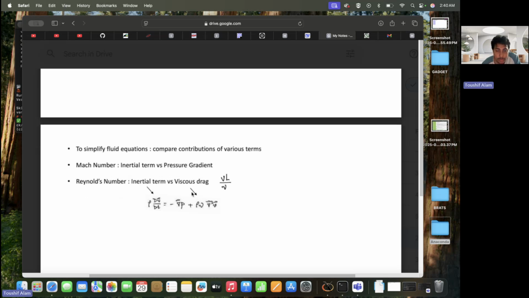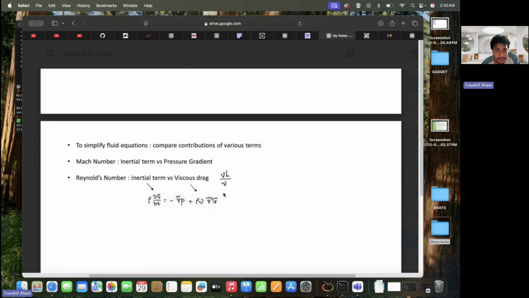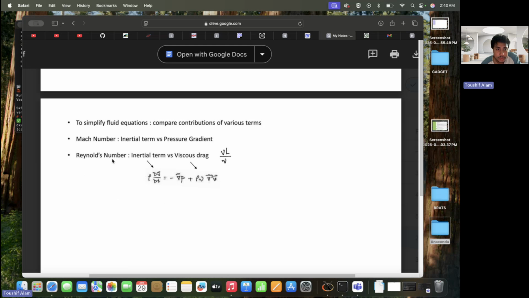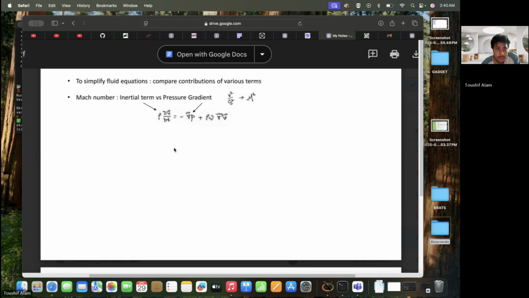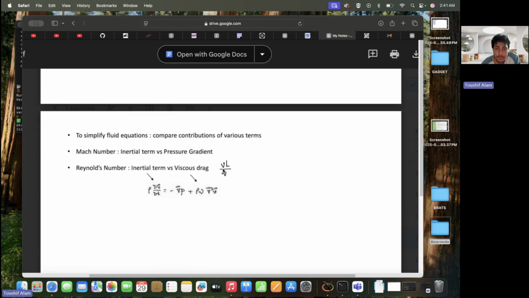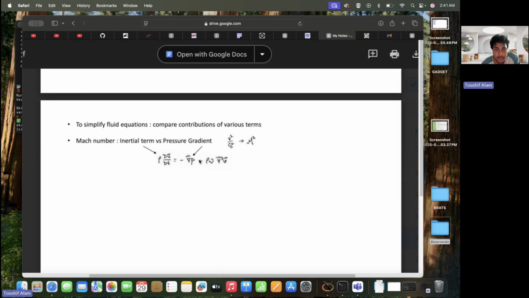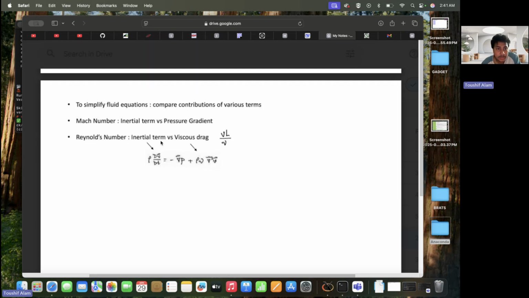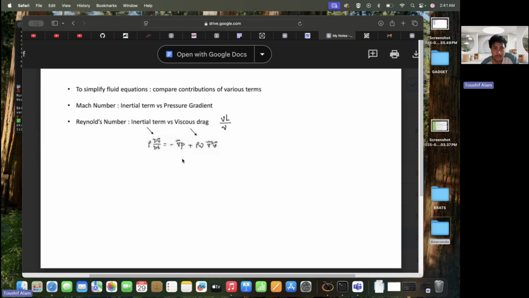So we know the viscosity term is VL by nu. So we can then denote this term as the Reynolds number. The Reynolds number is defined by VL by nu. The inertial term is versus the viscous drag. This is the viscous drag, this is the pressure gradient, and this is defined as the Reynolds number.